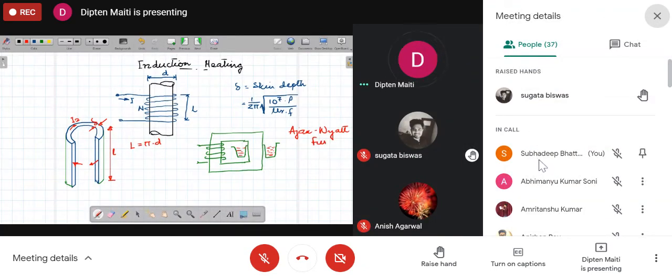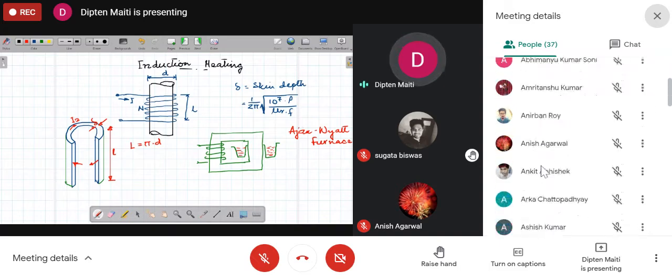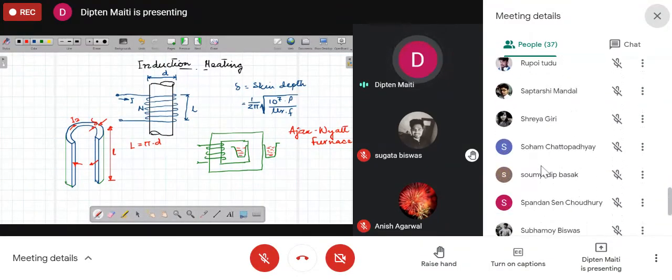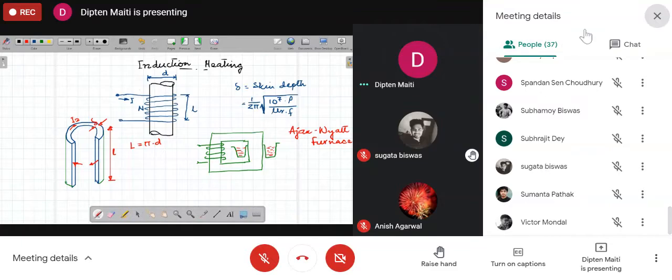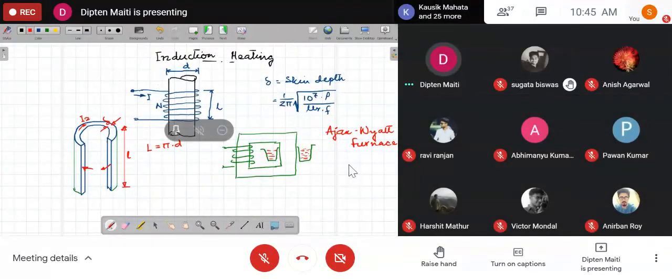You can find a question on describing the operation of the Ajax Watt furnace in some years. Okay. So you please find that and study that.